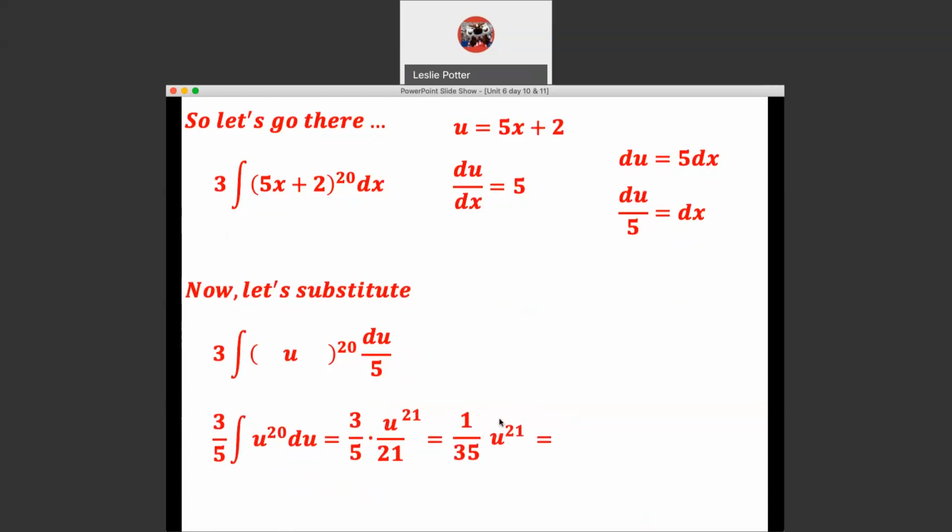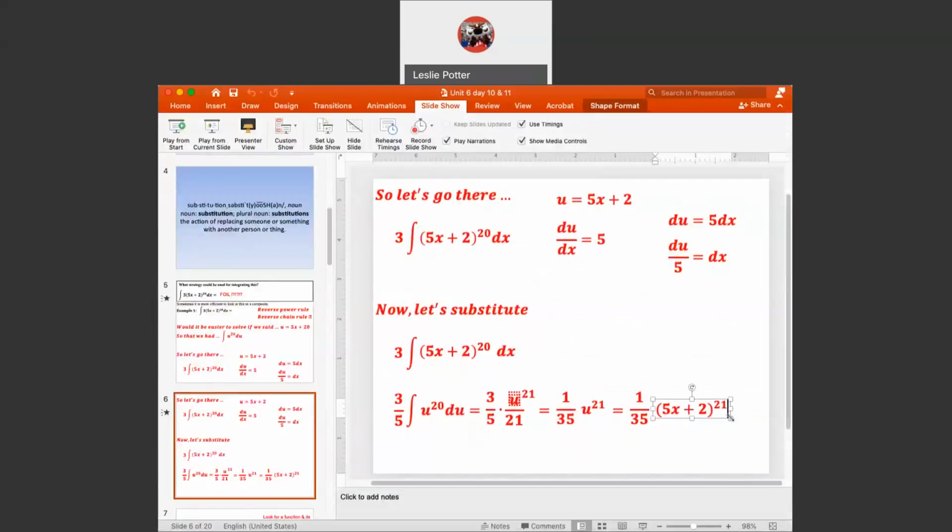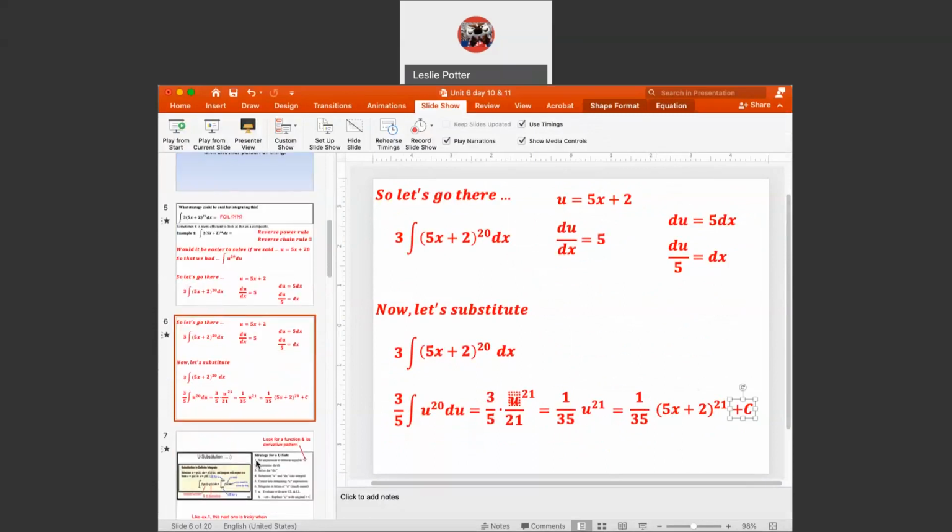And we're almost done. We know we started out in terms of x, and we need to end up in terms of x. So we need to substitute again, get the u out, and put back our original expression. So it's 1 over 35, 5x plus 2 to the 21. And then, I forgot something pretty critical here. So let me do that. And don't forget that. Hopefully this will solidify that. Don't forget that plus c on the end. There we go. So we definitely need that plus c on the end to complete the antiderivative process.